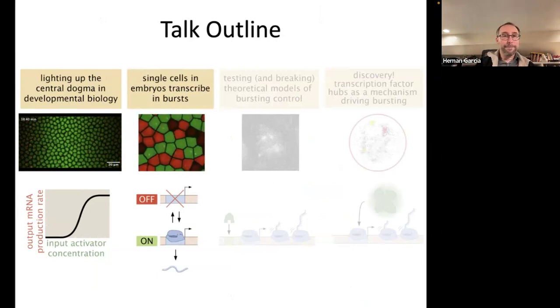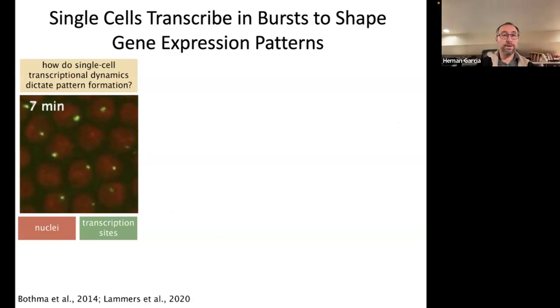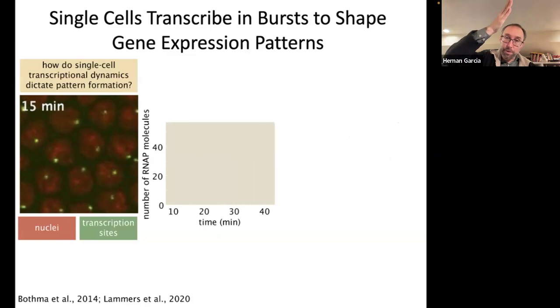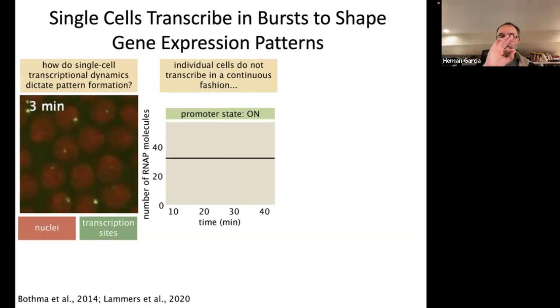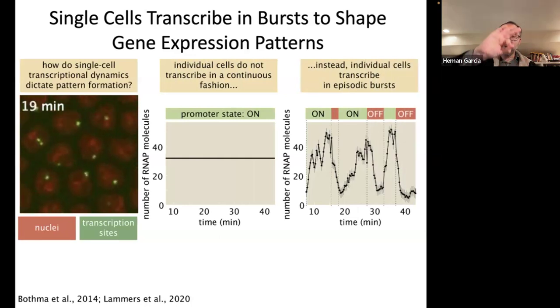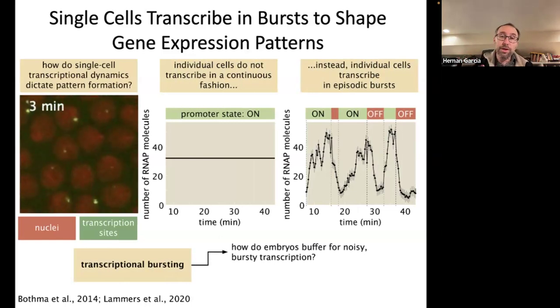Okay. So what do we do? We zoom into one of these little dots, and we measure the number of RNA polymerase molecules as a function of time. And what we find is that the promoter is not transcribing all the time. The gene is not transcribing all the time. It's not on all the time. Instead, it looks like transcription is characterized by these episodic bursts of gene expression. Okay? And you can think about this transcriptional bursting in many different ways. One thing you could ask is, well, clearly this sort of on and off has to be more noisy. So how does development buffer the noisiness coming from these transcriptional bursts? And that's a great question.